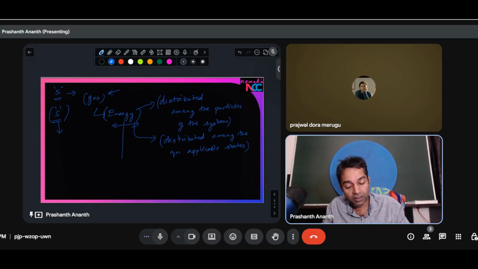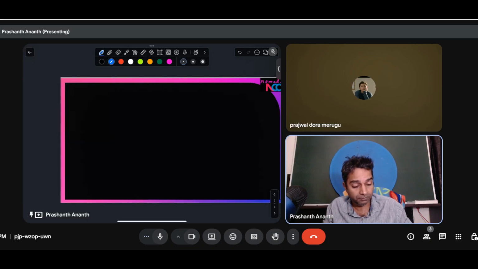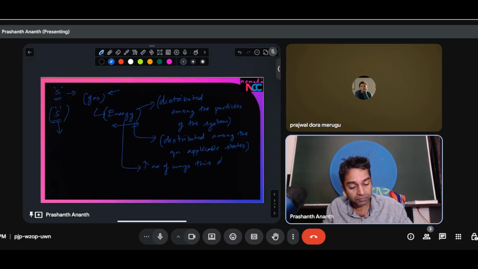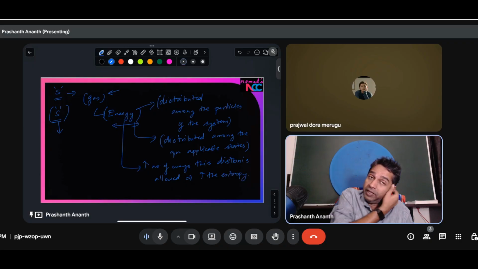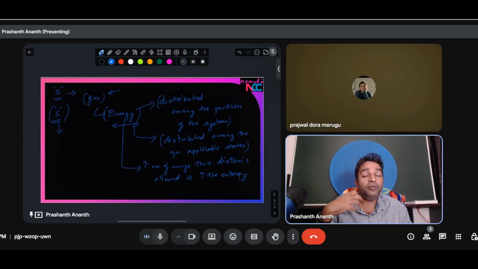So greater the number of ways this distribution is allowed, implies greater the entropy. Effectively, the number of different ways in which we can represent that particular energy spread between the molecules or particles of the system basically decides its entropy.